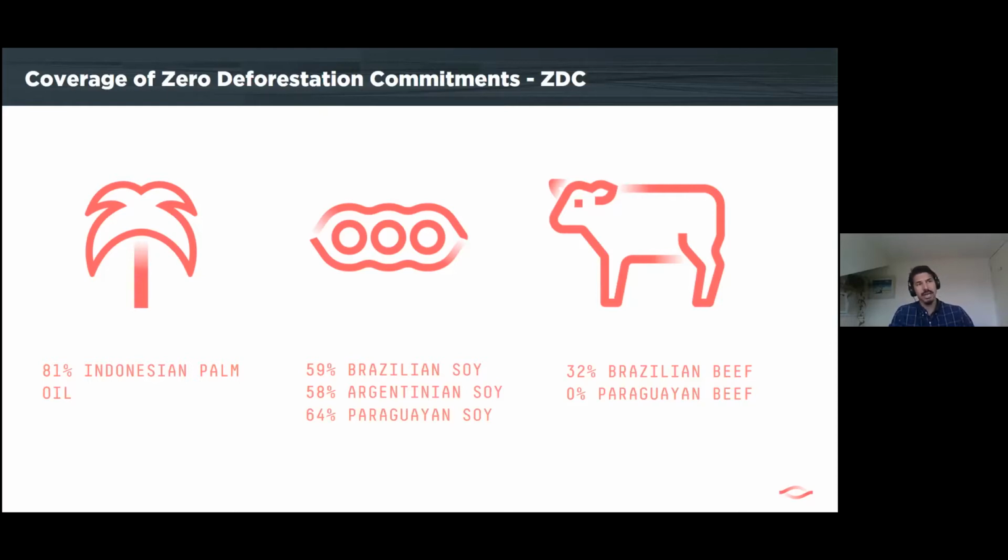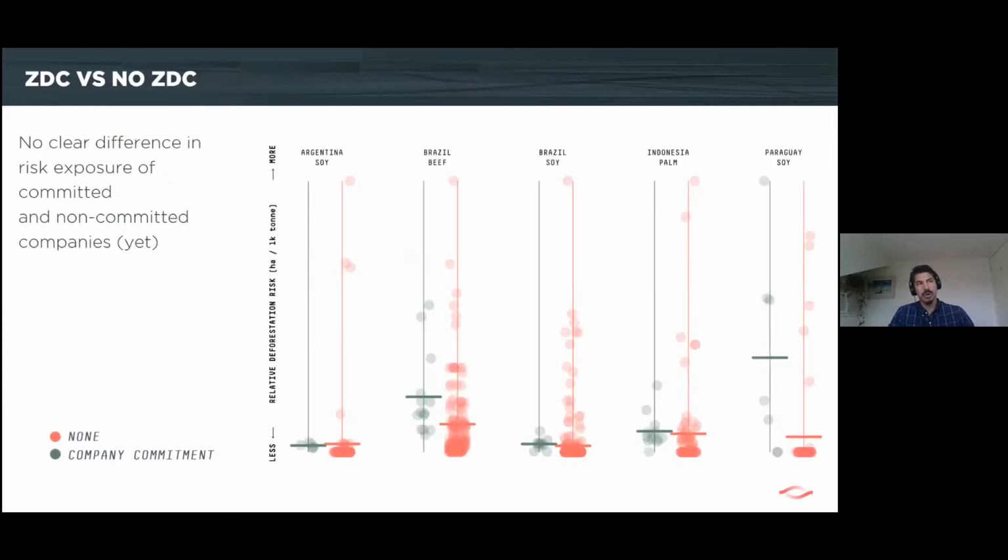But as I mentioned, this is great information to see whether companies need to step up and make more commitments or not. But how about whether they are actually implementing those commitments? When we compare the risks that those companies are exposed to in different contexts, we see that as yet there is no difference between the risk of companies that have commitments and companies that don't.